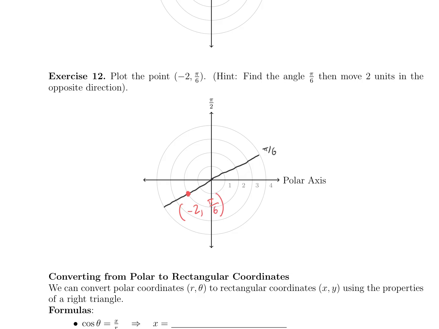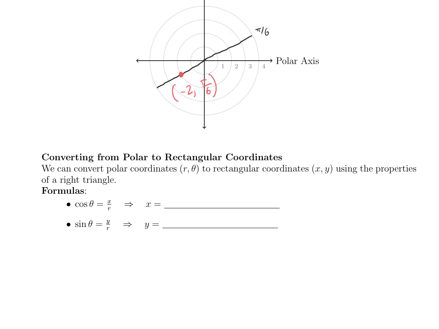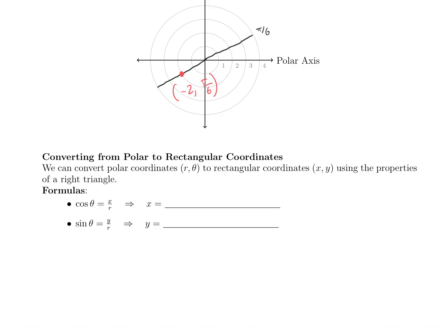Okay, let's continue down. So like I mentioned, we're going to be asked to convert from polar coordinates to rectangular, and vice versa, going the other direction from rectangular to polar. When you're going from polar to rectangular, you're going to use these two equations to convert.